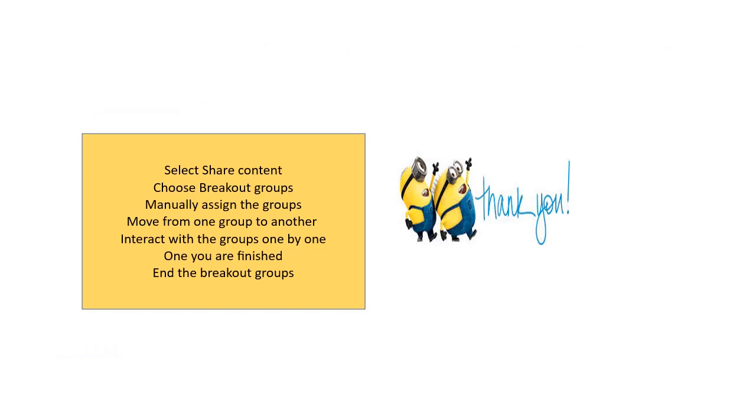To review, you can select Share Content, choose breakout groups, and then manually assign the groups, that is custom assignment, move from one group to another, interact with the groups one by one. Once you're finished, end the breakout groups.